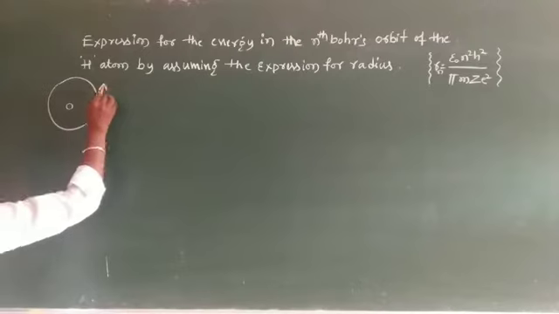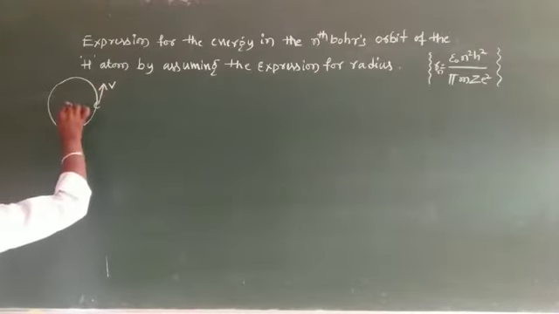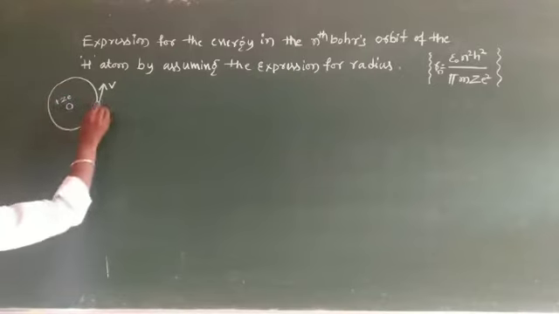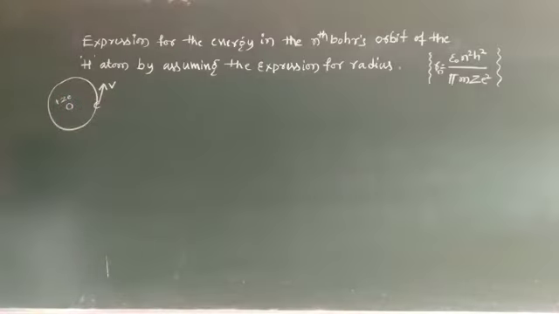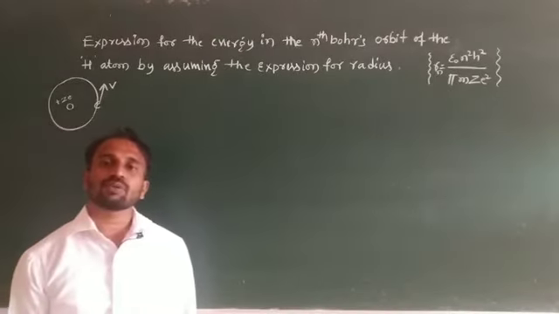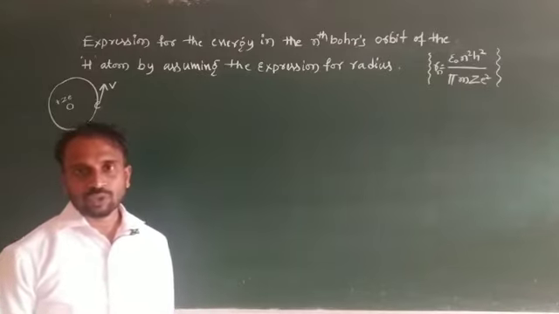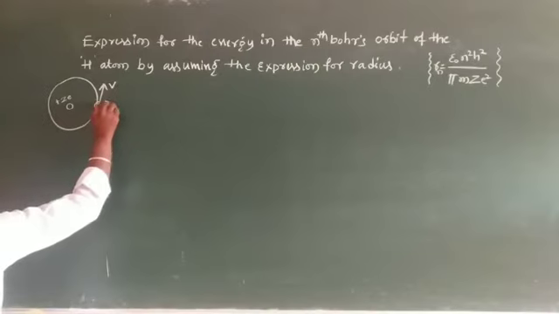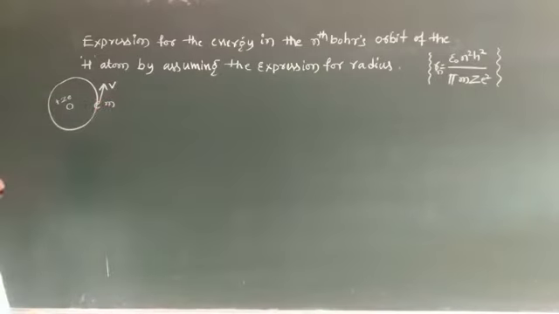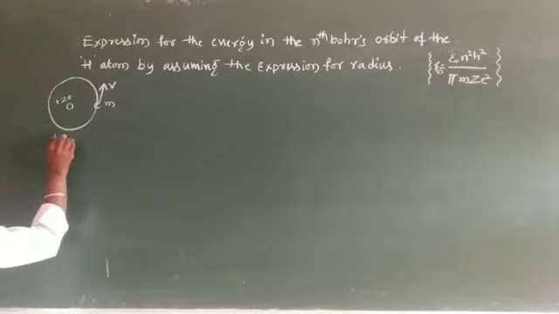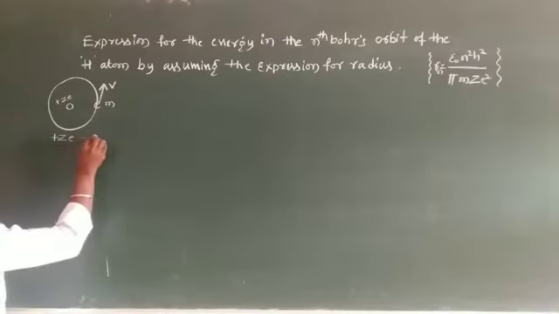The velocity of this electron we consider as v, and the charge of the nucleus is plus Ze. The charge of the electron, as you already know, is negative, with magnitude 1.6 into 10 power minus 19 coulomb. The mass of the electron we consider as m. So plus Ze is the charge on the nucleus.